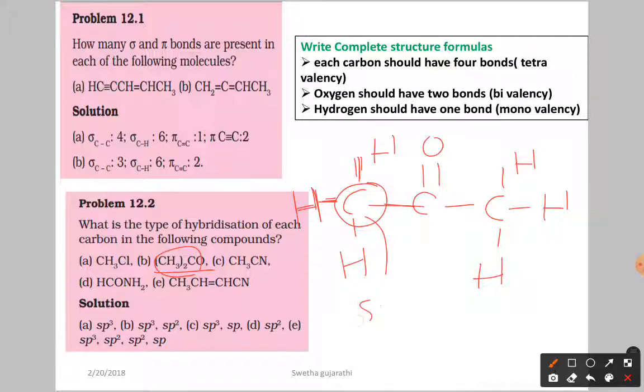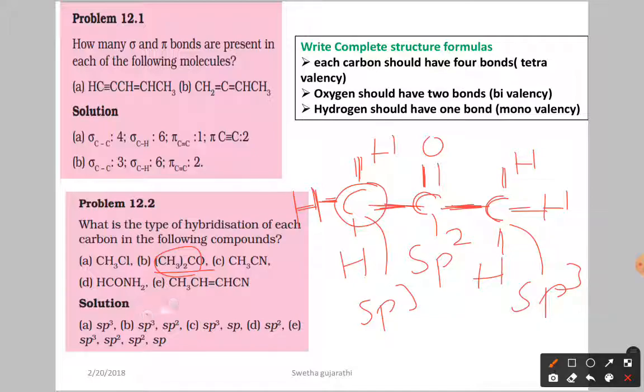So this is sp3. Why? Because we have 4 sigma bonds. Now this carbon here: first sigma, second sigma, third sigma. So 3 sigma means what? Hybridization is sp2. Again this carbon atom has 4 sigma bonds: first, second, third, fourth. 4 sigma means sp3 hybridization.